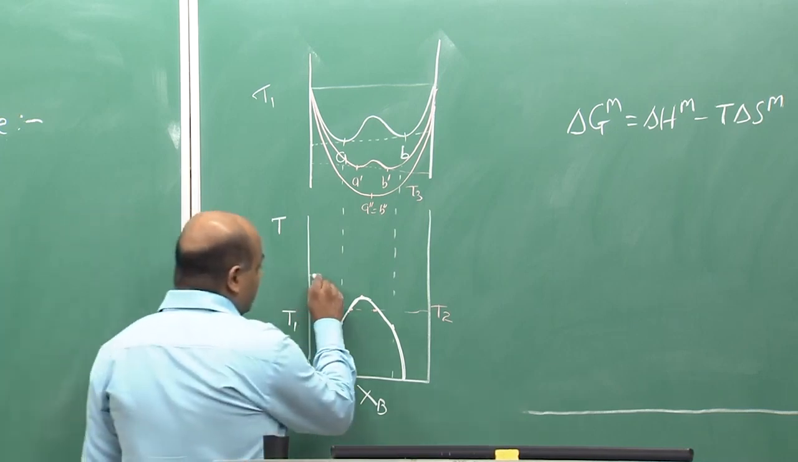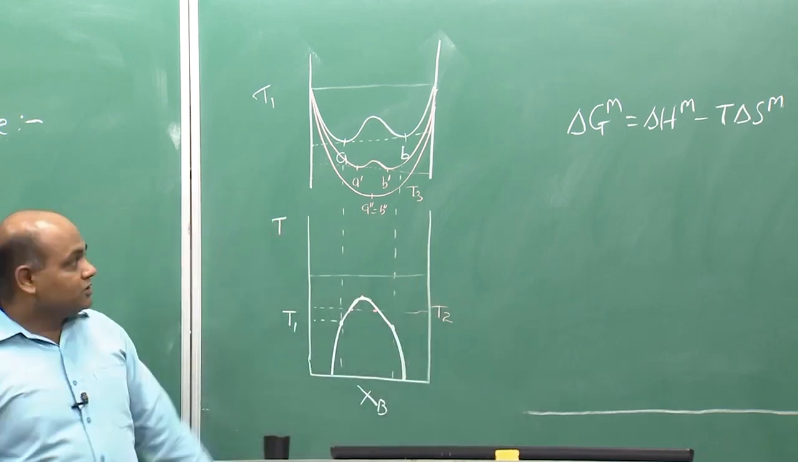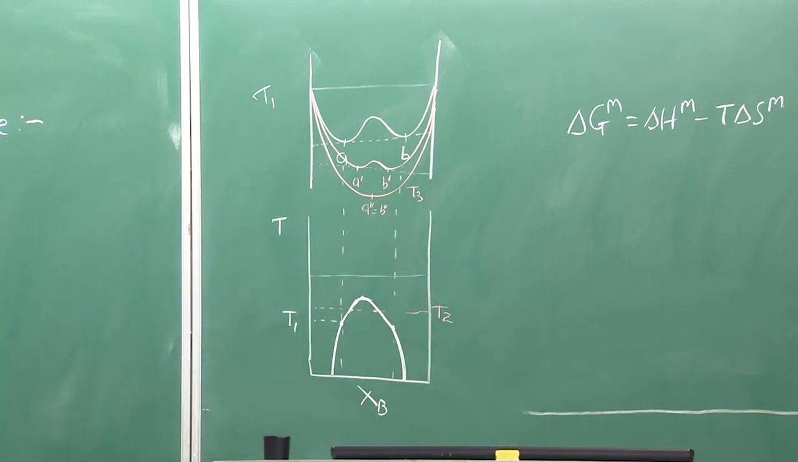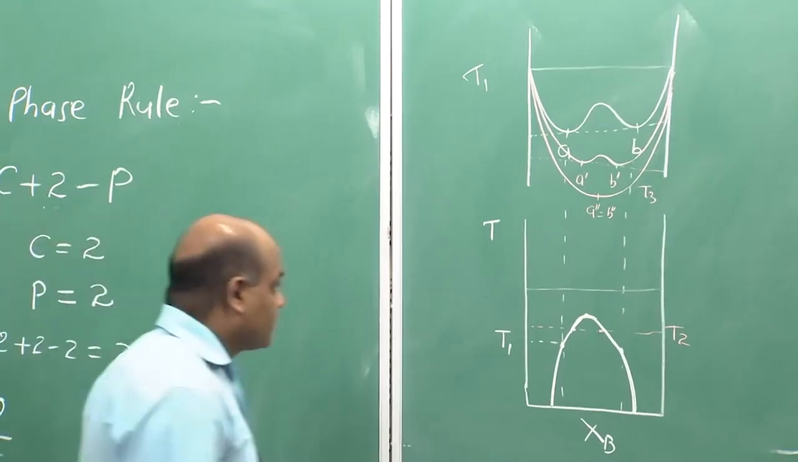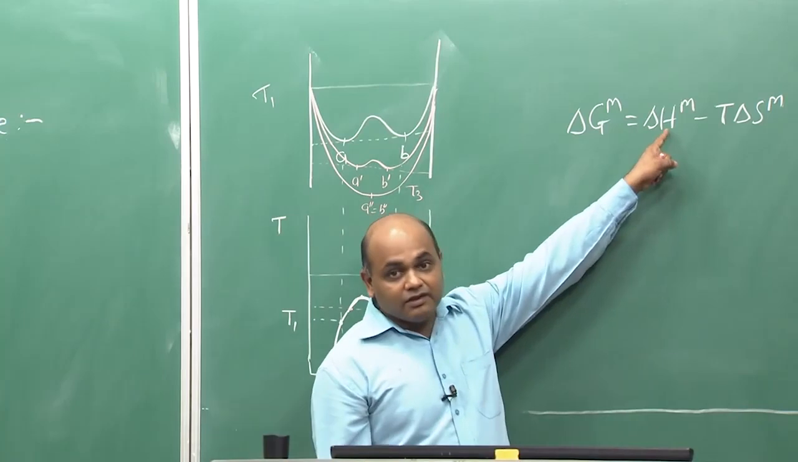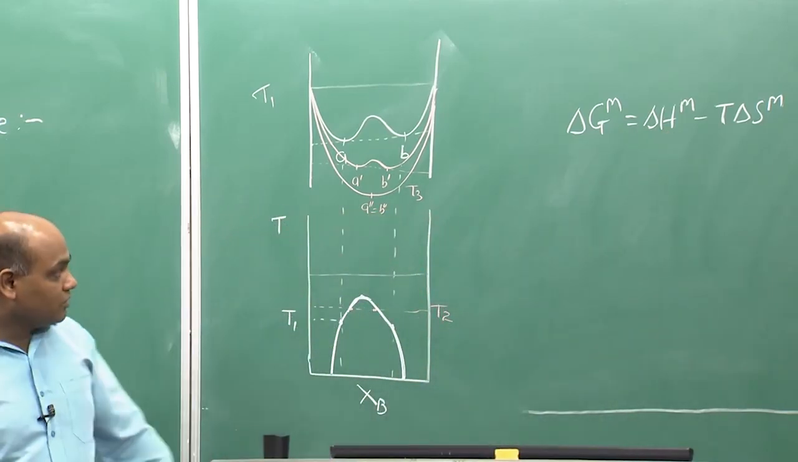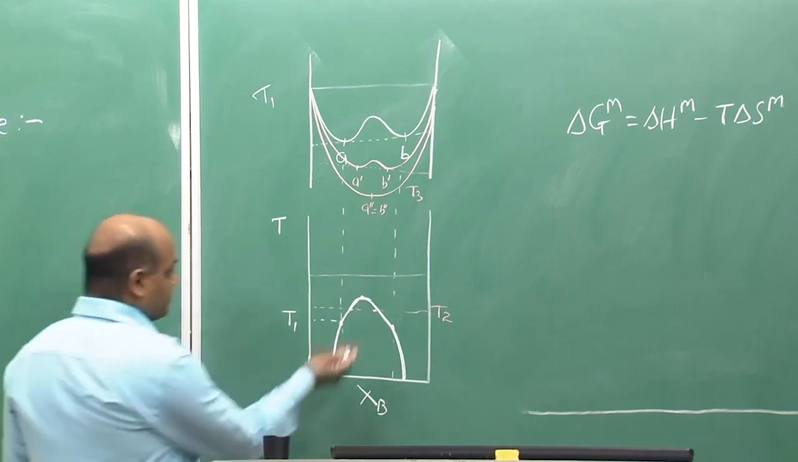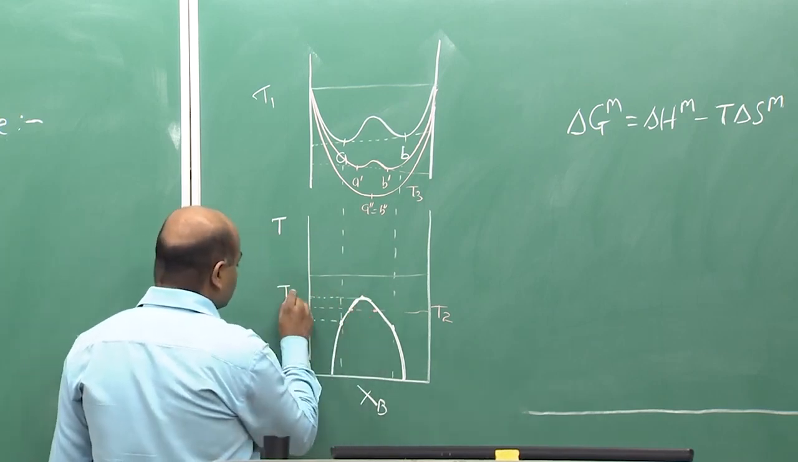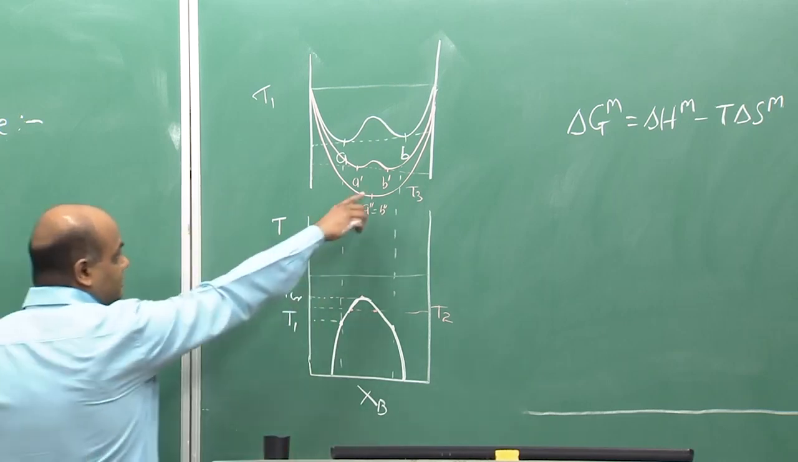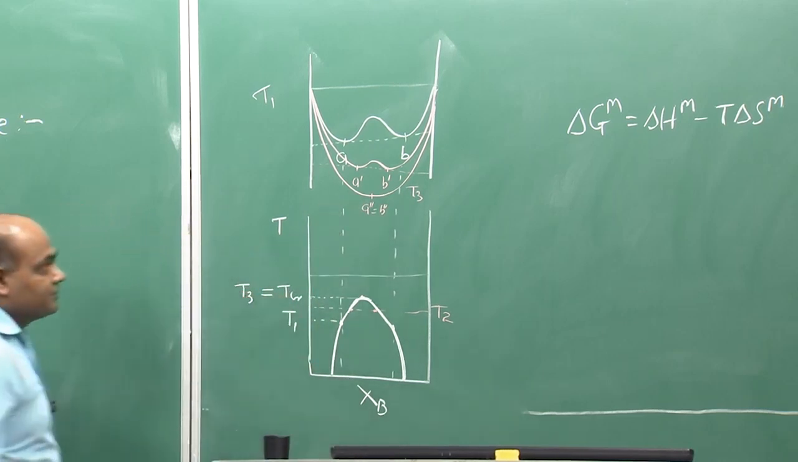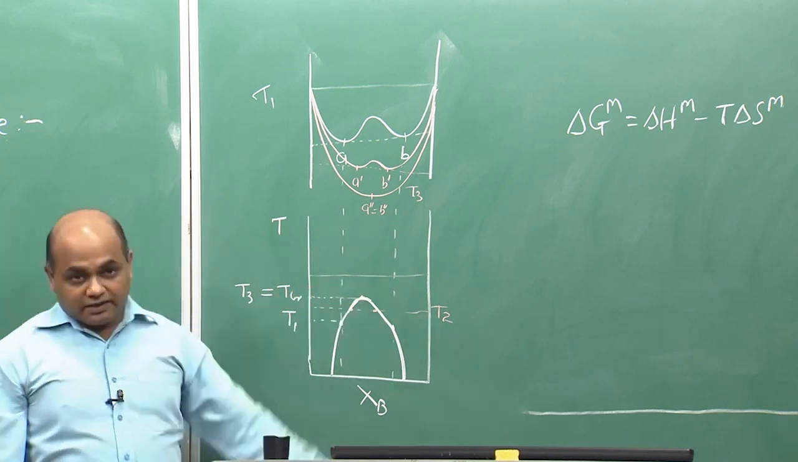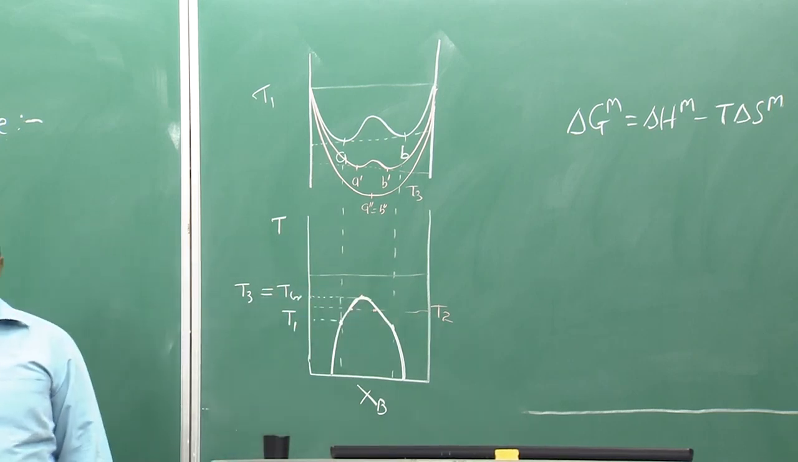At temperatures above this, there is no negative curvature because the contribution from T delta S term is very high. The negative curvature, which was mainly because of the highly positive value of delta HM, has vanished, and so again the complete miscibility will exist at higher temperature. So, beyond the critical temperature, this is the critical point, this is the critical temperature, which in this case is T3, and the miscibility will be there again. Clear? Any doubt?